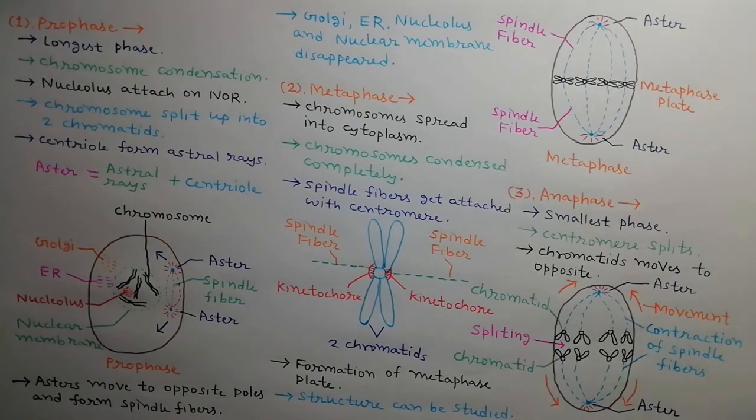Anaphase is the smallest phase of mitosis. Each centromere splits up longitudinally, which results in separation of both chromatids. As the spindle fibers contract, chromatids start moving from the equator to opposite poles as shown in the diagram. The shape of chromosomes can be studied in anaphase.